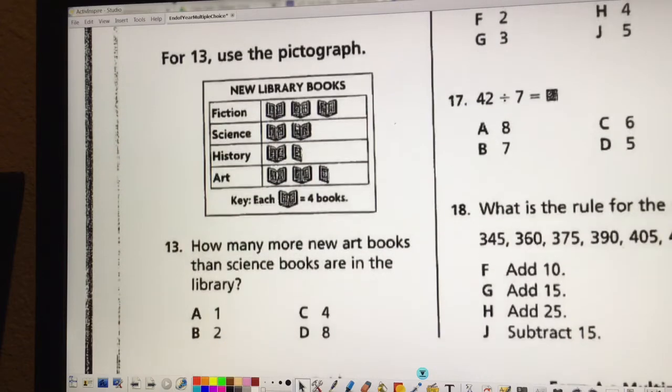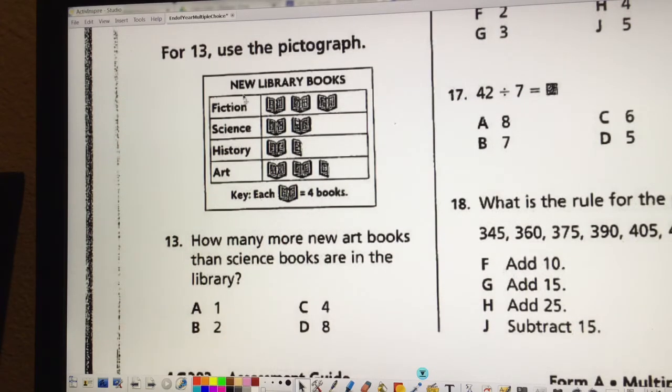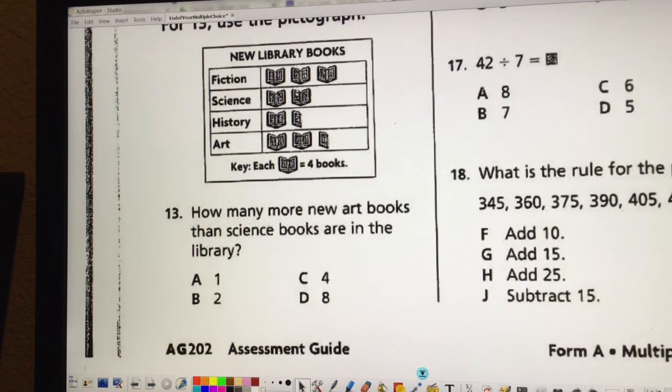Number 13, we're using a pictograph, okay? So we have these new library books. Fiction, science, history, and art. The key is each book represents 4 books. So you got to think about, if a whole book is 4 books, what would be a half a book, right? How many more? Think about when you see how many more.